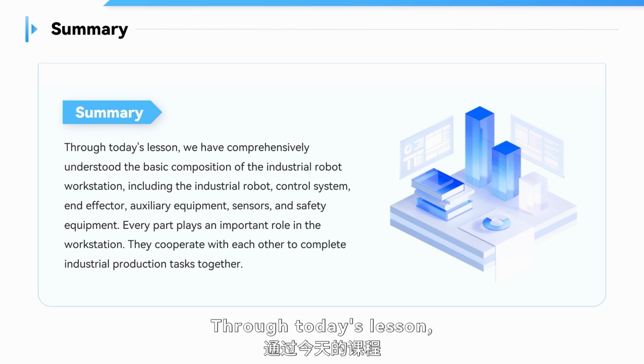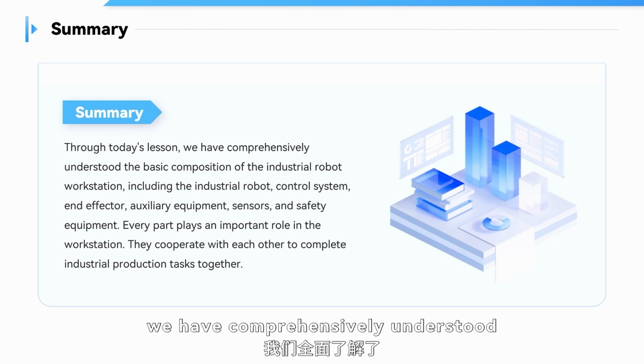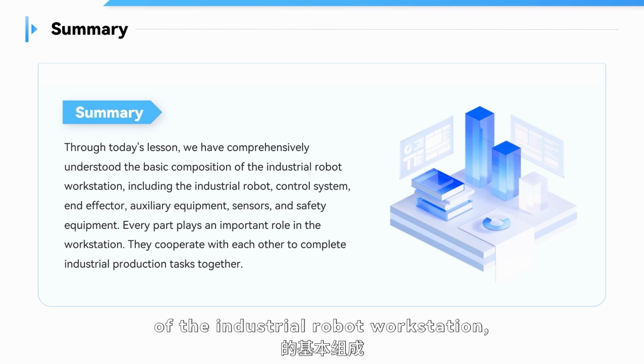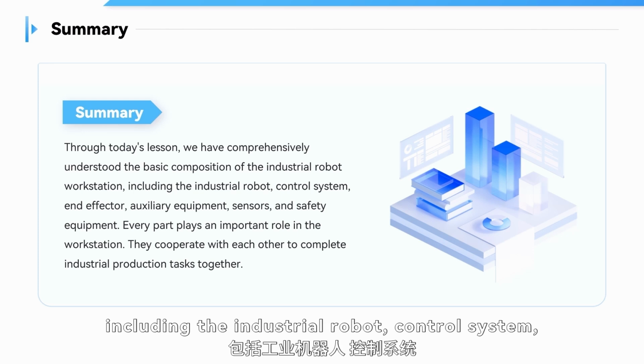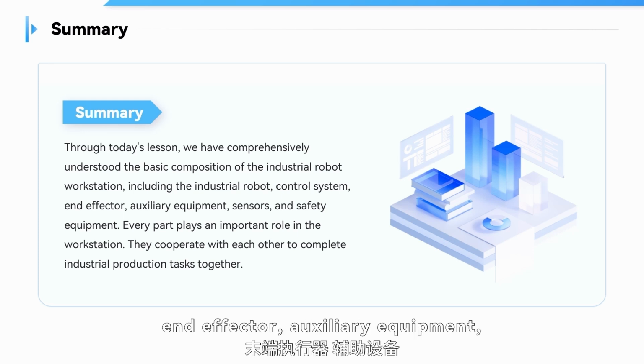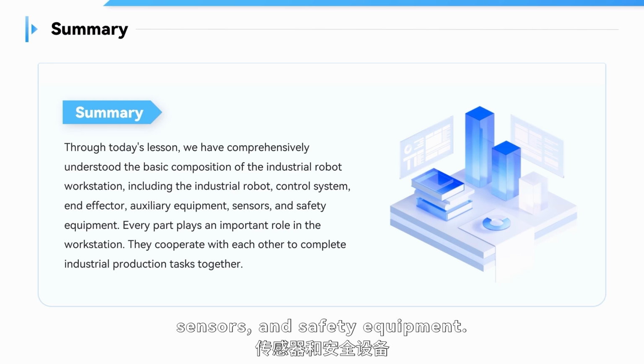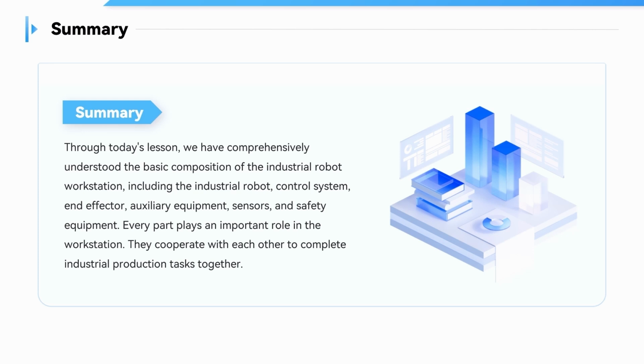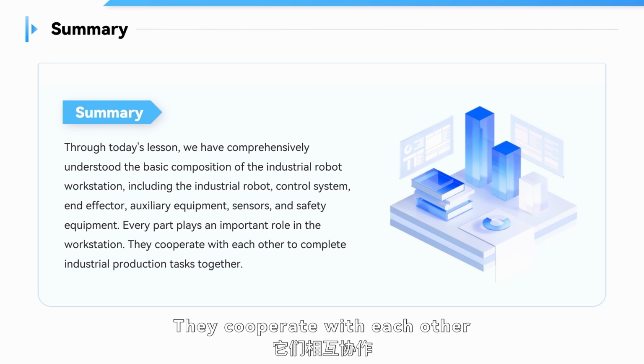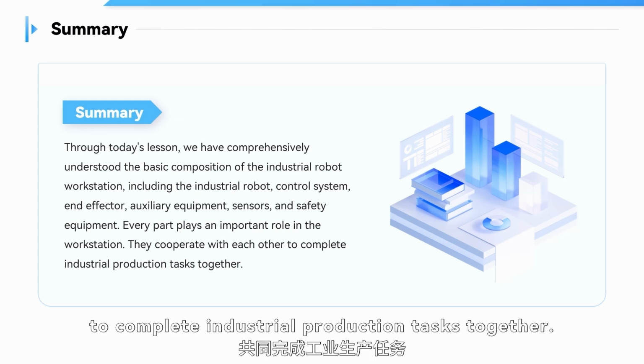Through today's lesson, we have comprehensively understood the basic composition of the industrial robot workstation, including the industrial robot, control system, end effector, auxiliary equipment, sensors, and safety equipment. Every part plays an important role in the workstation. They cooperate with each other to complete industrial production tasks together.